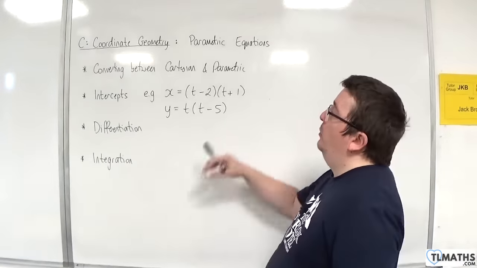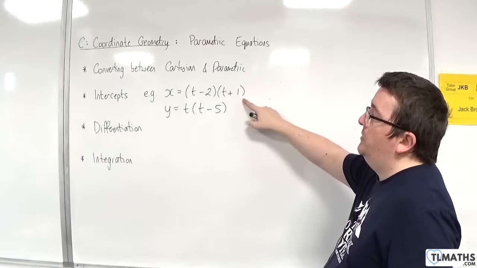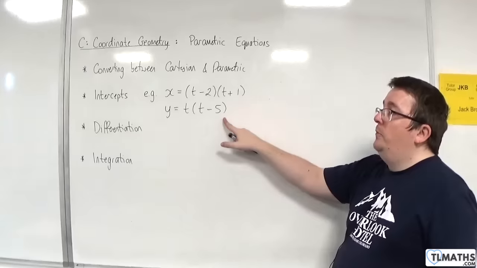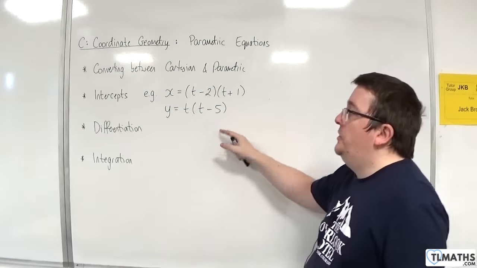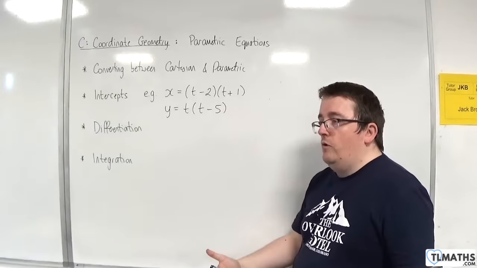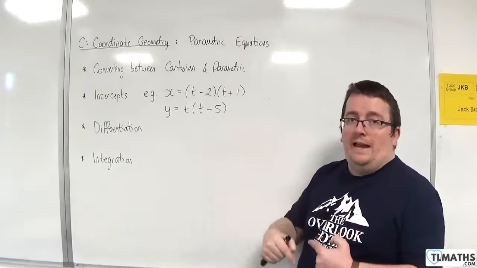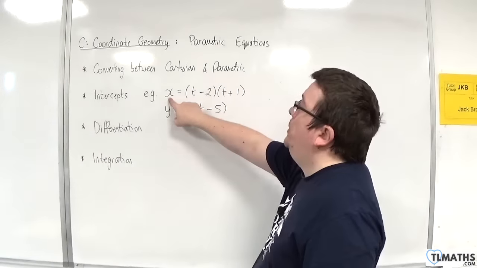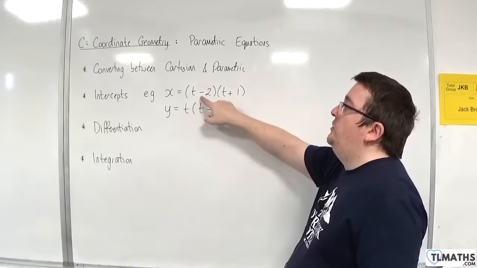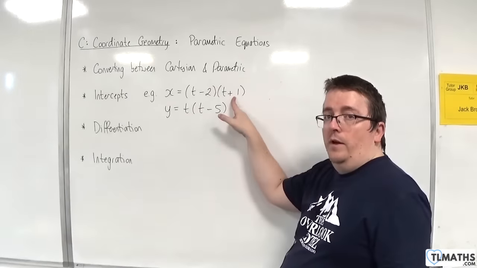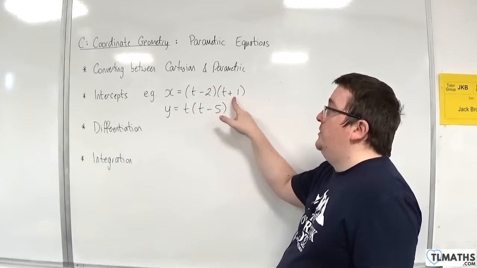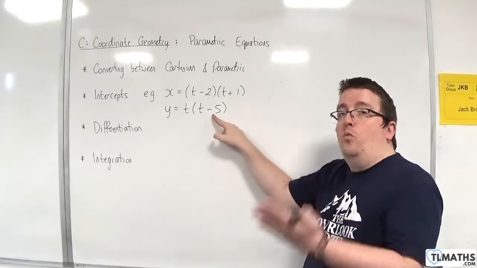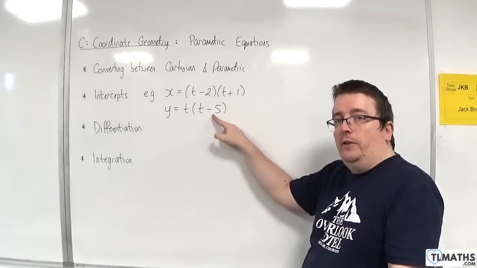So, for example, if you had x = (t − 2)(t + 1) and y = t(t − 5), then you should be able to identify that the curve will cross the y-axis when x is 0. So we put x equal to 0, and so you know that it's crossing when t is 2 and when t is minus 1. And then you can substitute t = 2 and t = −1 into the y equation, and that will tell you where it's crossing the y-axis.